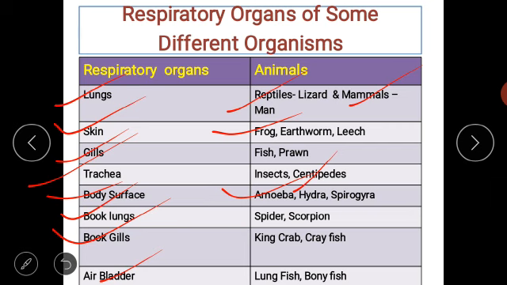Air bladder is present in lungfish and bony fishes. So they have an air bladder for breathing. These are the various organisms, and they have different respiratory organs for respiration.